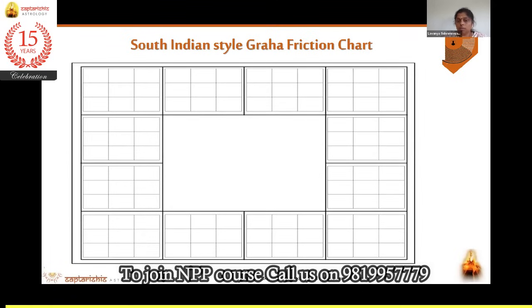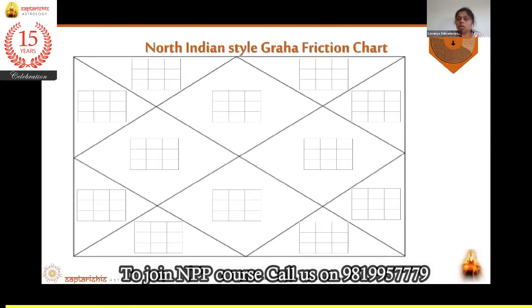Now this is a blank chart. We will need to fill in the planetary positions. And this is the North Indian style Graha Friction Chart.